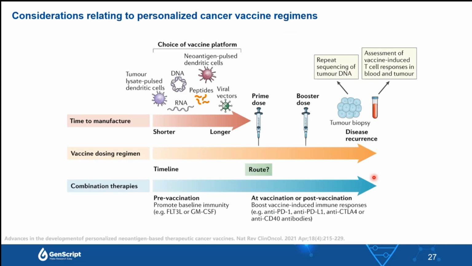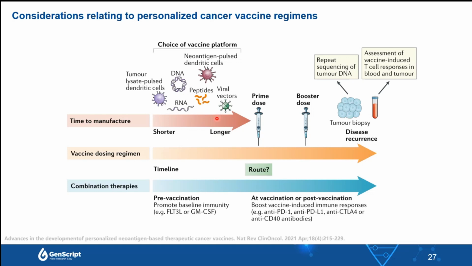So that's about the tumor antigen discovery. After we have identified the neoantigen, the next step is to produce the vaccine. And here shows you the considerations relating to personalized cancer vaccine. There are several kinds of vaccine formats that you can choose, and it's a personalized vaccine, so the patient is waiting for us.